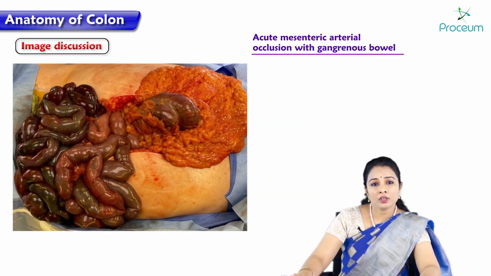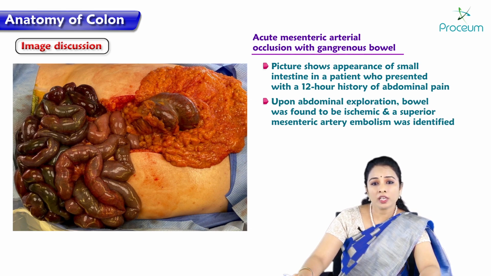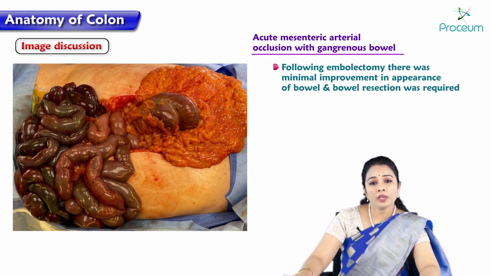Acute mesenteric arterial occlusion with gangrenous bowel. This is the image which demonstrates acute mesenteric arterial occlusion with gangrenous bowel. The picture shows the appearance of small intestine in a patient who presented with a 12-hour history of abdominal pain, and upon abdominal exploration the bowel was found to be ischemic and a superior mesenteric artery embolism was identified. Following embolectomy, there was minimal improvement in the appearance of bowel and bowel resection was required. The patient expired less than 24 hours post-operatively.